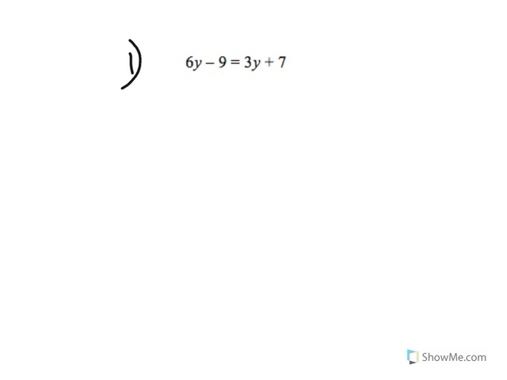Okay, so first question is really simple. They're asking you to solve for y. To do that we've got to get the y's on one side and the numbers on the other side. So we're going to subtract 3y on both sides and add 9 on both sides so we get the numbers on one side. This is basic algebra, I hope you guys know.